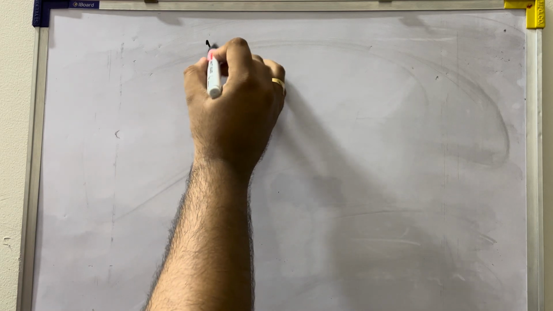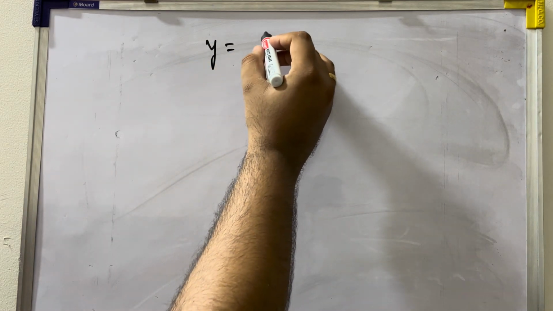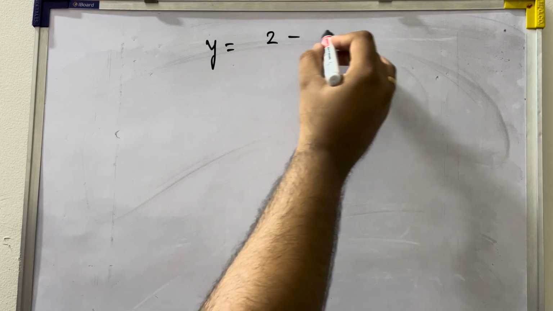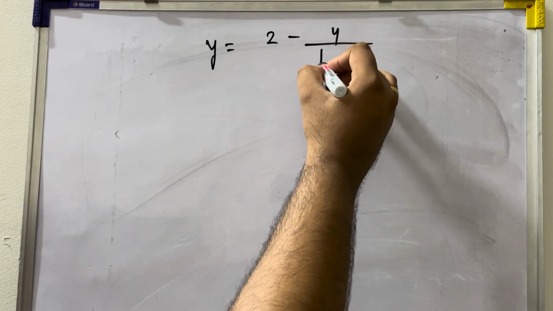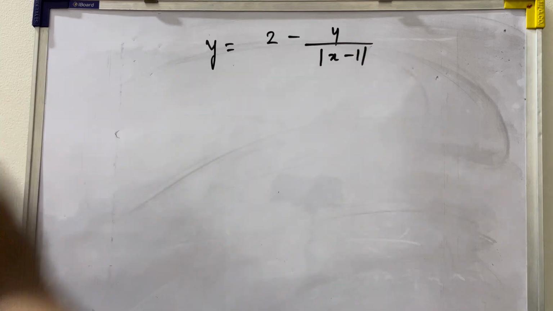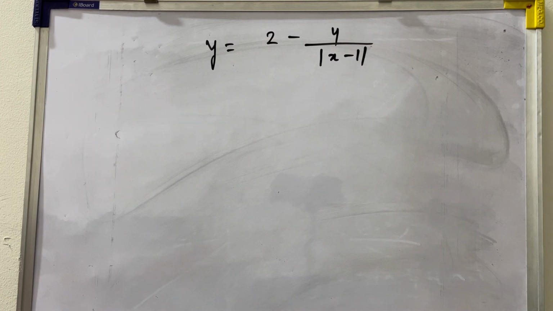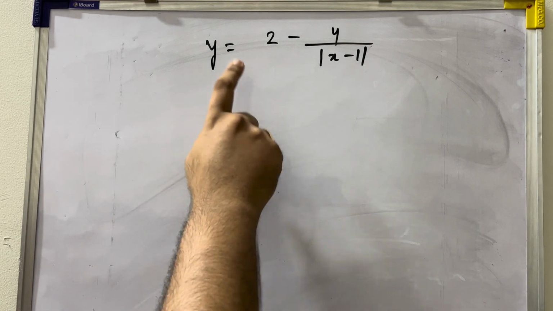Now let us see the next question. Say for example, you have been asked to draw the graph of y is equal to 2 minus 4 by mod x minus 1. So what will you do in this case? This question is very simple. I'll just guide you. I'll show you the steps.